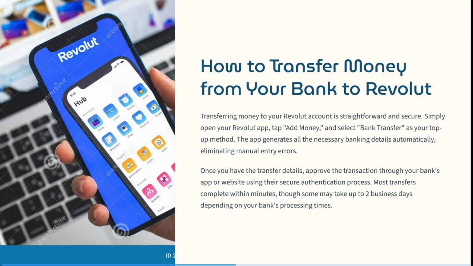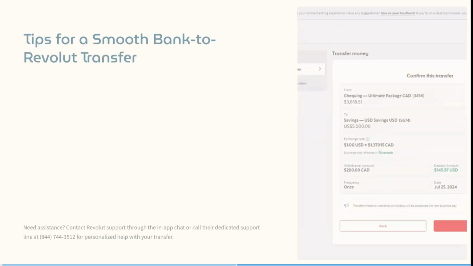From here, your banking app will actually generate all the necessary details. So depending on what bank you are using and what region you're in, your app will prompt you to go through the process of transferring a certain amount of funds to your Revolut account. Okay. Once you have all the transfer details, you can approve the transaction through your own banking app or the website that you're using. And then this should be completed within minutes, but it can take up to 2 business days, of course, depending on the process time.